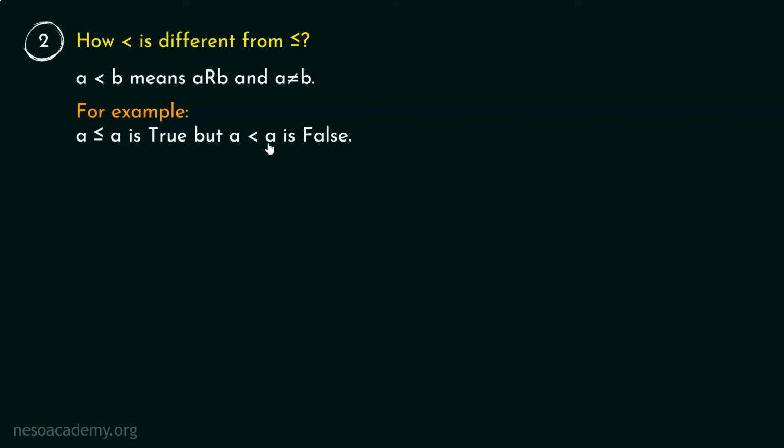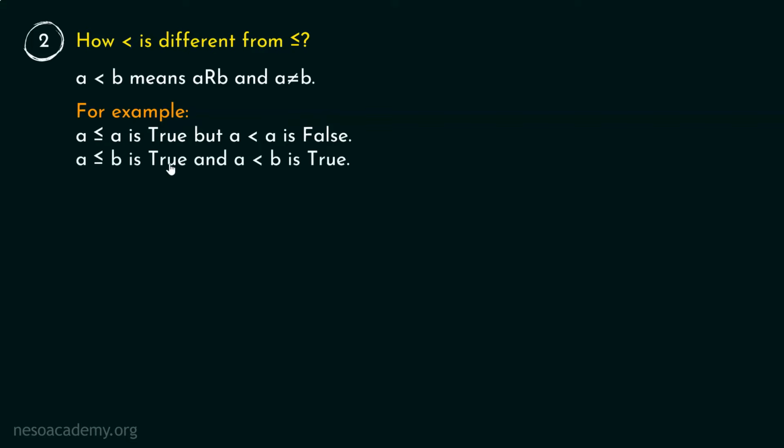Although A is related to A, there's no doubt about this, this condition also must be satisfied in this case. Therefore, A less than A is false. But A less than or equal to A is true. The meaning of A less than or equal to A is that A is related to A or A is equal to A. Here both of them are satisfied, right?